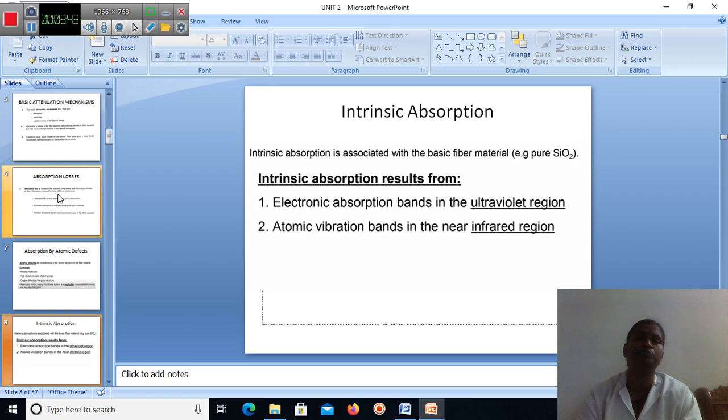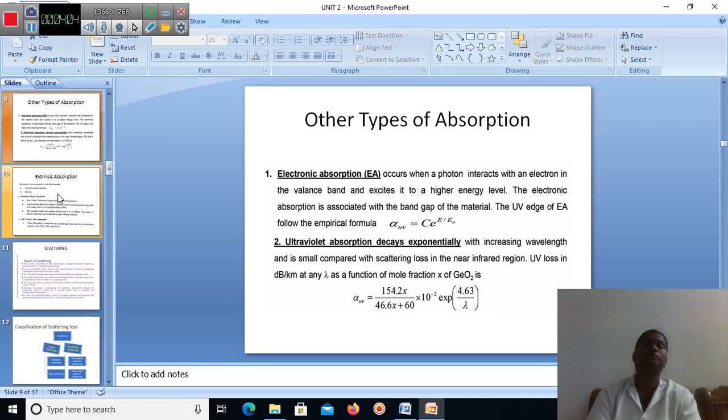Next is intrinsic absorption. Intrinsic absorption is associated with the fiber material. Suppose we consider pure silicon dioxide; it shows intrinsic absorption: electronic absorption bands in the ultraviolet region and atomic vibration bands in the near infrared region. One type is electronic absorption, which occurs when a photon interacts with an electron in a valence band and excites it to a higher energy level. The electronic absorption is associated with the band gap of the material.